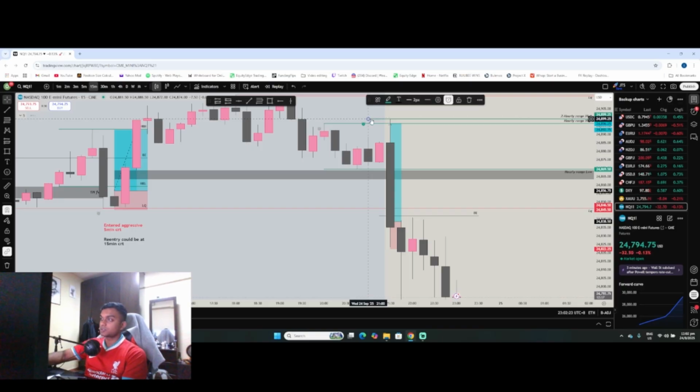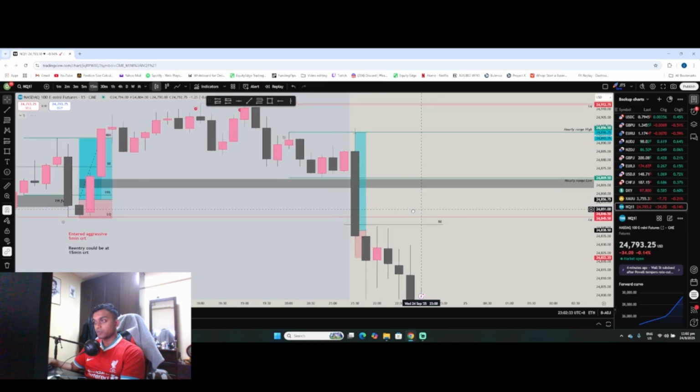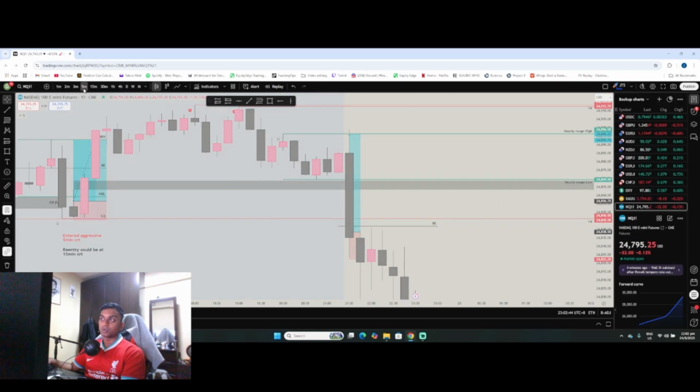Ignore this green light, just focus on these two green lights. We had a high here, we had a low here, we had a fair value gap of a 15-minute right here. So I was waiting for it to sweep. It swept, but there was no CRT. So what I did, I looked at the 5 minutes.